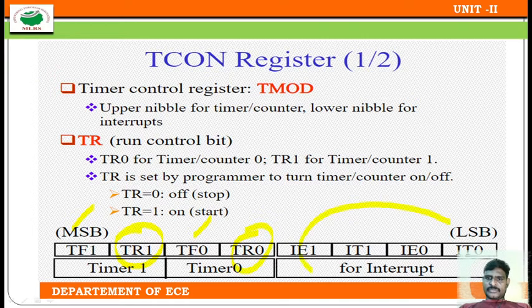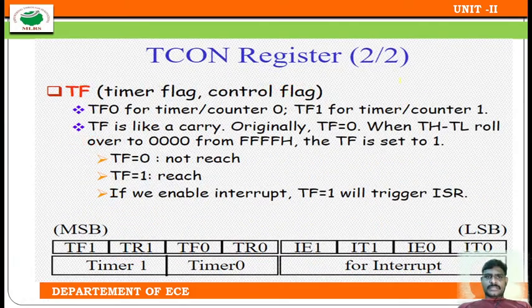We already discussed these things in 8051 interrupts. In the TCON register, the TF flag is a timer flag, TF0 for timer counter 0 and TF1 for counter 1. TF is like a carry. Originally the TF flag is 0. Whenever TH or TL rolls over, that is a completed 16-bit cycle from 0000 to FFFFH and then starts again from 00, the TF flag is set.